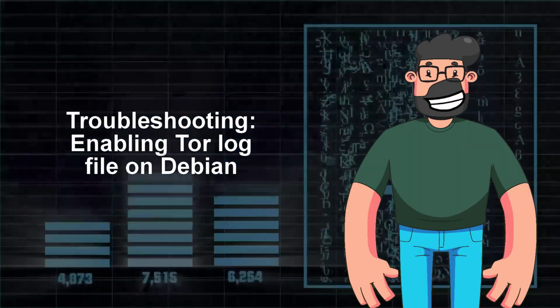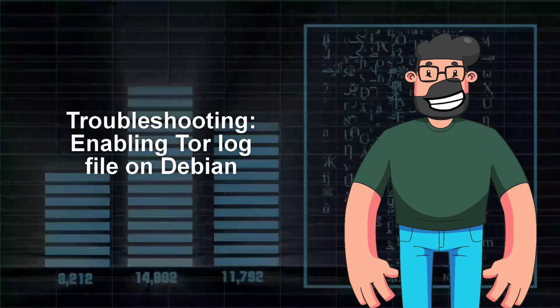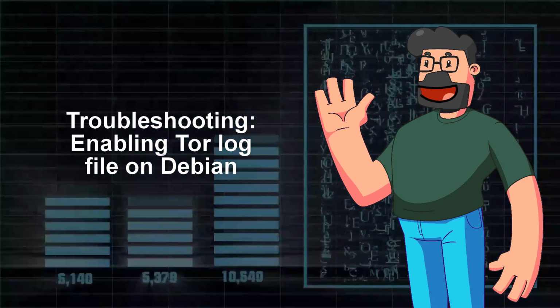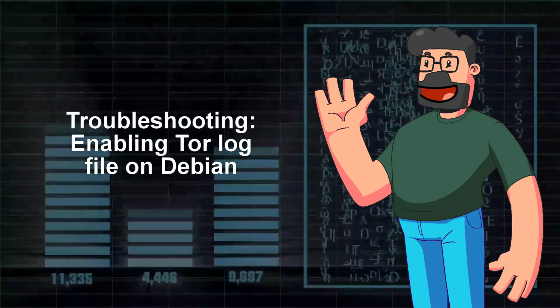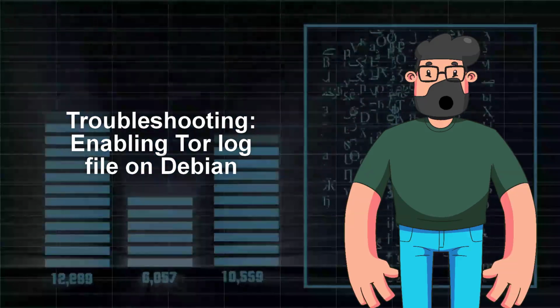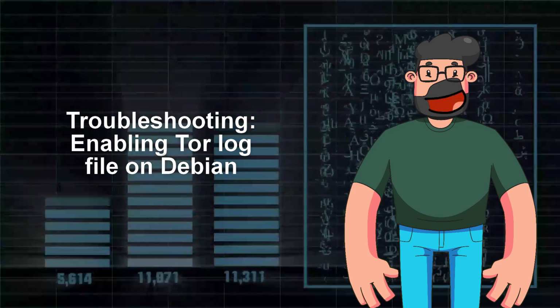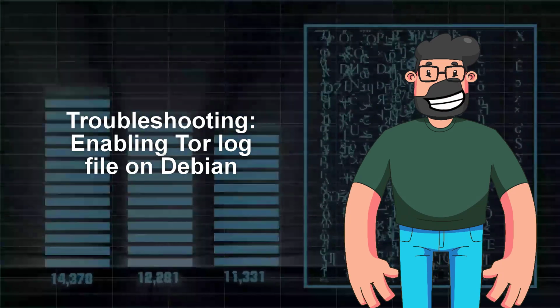The problem at hand is that despite installing and running Tor, there seems to be an issue with logging as there is no log file present in the designated directory. Frustrating, right? But don't worry, we'll walk you through the solution step by step. So, let's dive right in and get this problem sorted out once and for all.